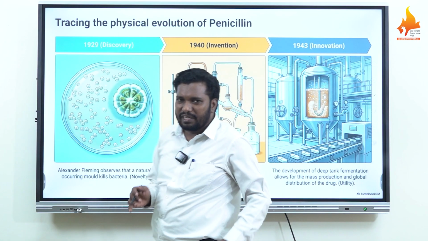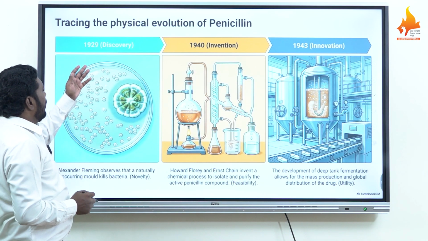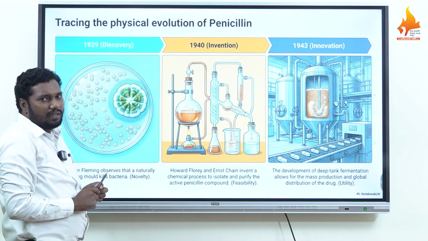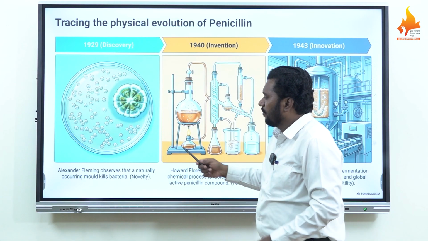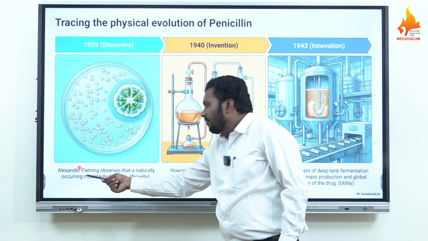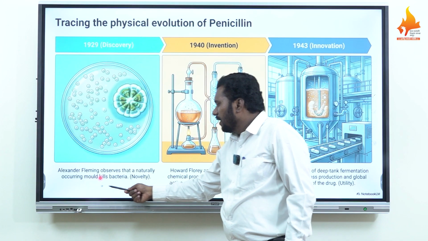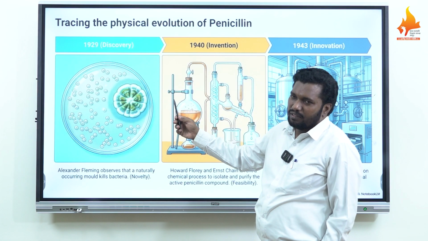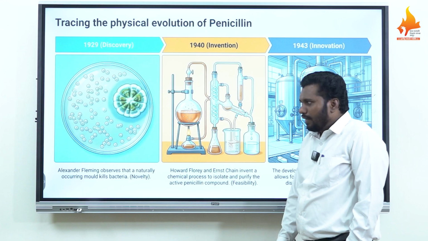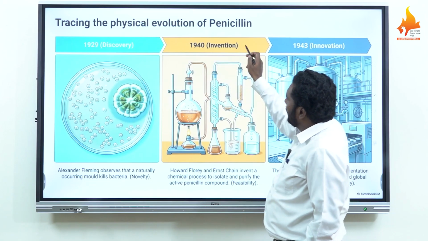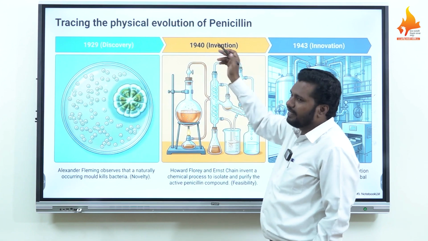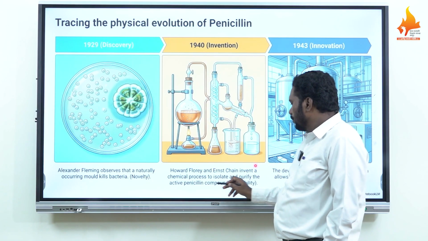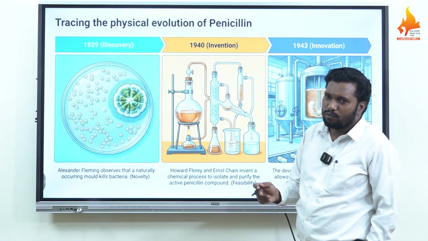So this is another prominent example, which is related to the evolution of penicillin. In 1929 there was the discovery of penicillin. Who discovered penicillin? Alexander Fleming observed that a naturally occurring mold can kill bacteria, and it was a novel concept, and that's why it was discovered in 1929. But it was invented for its production in 1940. So we can say that Howard Florey and Ernest Chain invented a chemical process to isolate and purify the active penicillin compound. What do you mean?